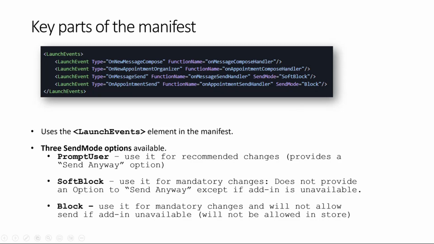We have prompt user. Prompt user is the scenario where you want to give a recommendation to the user. You're blocking the send of the email because you want to provide a recommendation. And basically what this means is that we are going to provide a send anyway option. So you're going to be able to say, for example, hey, I would recommend you to add an agenda item. Let me show you a quick demo here of how this works.